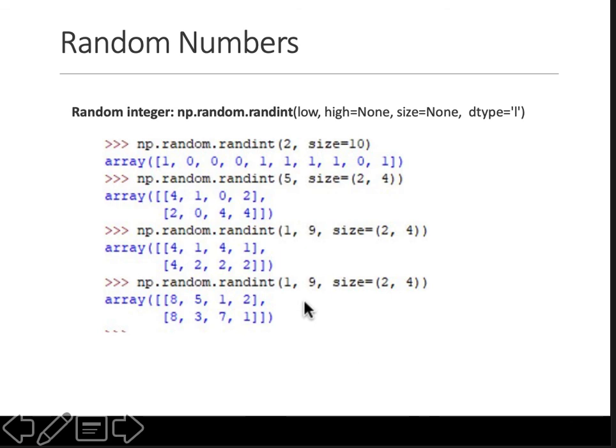Okay, so here you give the lower bound and upper bound. So start from here, exclude this, 2 rows, 4 columns, and you get this. So these integers are generated randomly. This is the function.